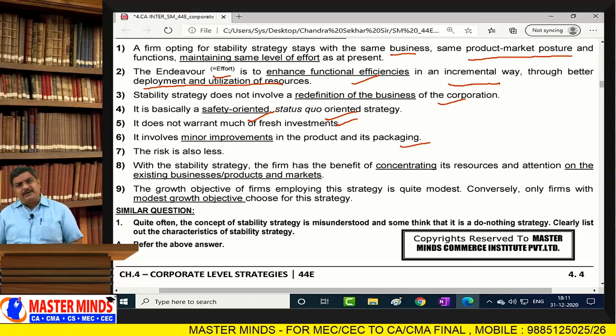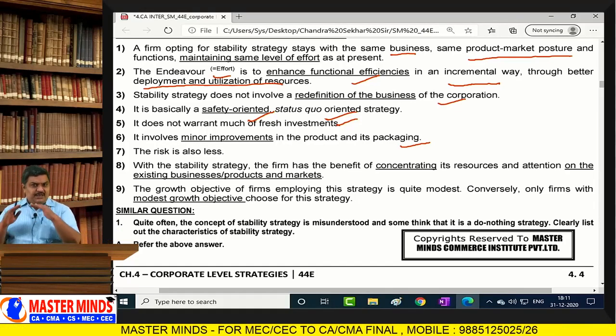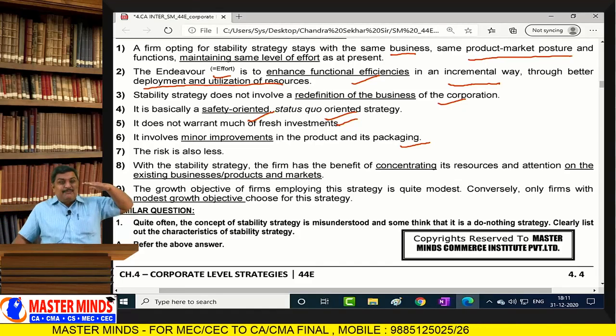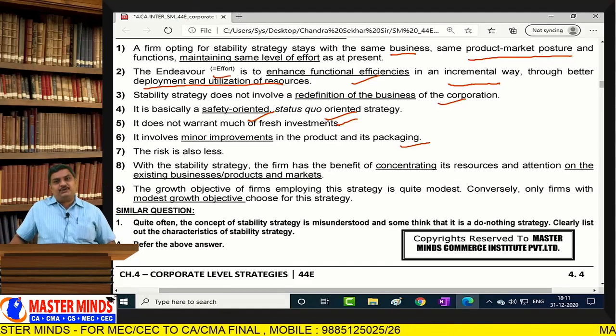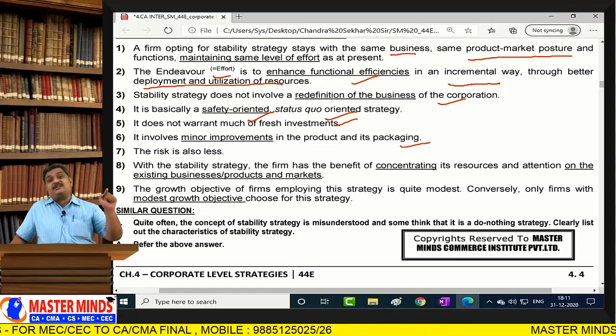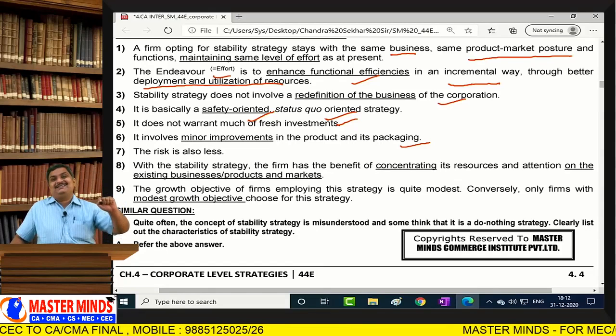You can develop your product. You can launch some new versions of your product just to keep your market share. See, whatever is required to keep your position, to keep your market share, all those things you need to do in stability strategy. That is why we are saying stability strategy is not a do-nothing strategy. We have to do a lot.